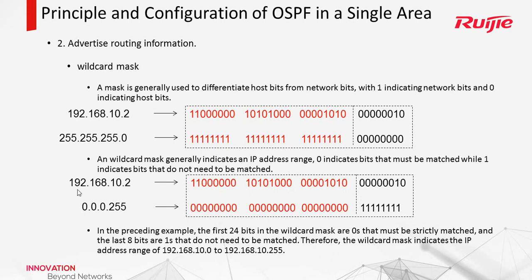So if we use this subnet, it means it will include the range 192.168.10, and after it, from 0 to 255. This wildcard mask is 1, so it's not required to match. It can be 0 to 255. Just pay attention, it's different from the mask. It's called a wildcard mask.